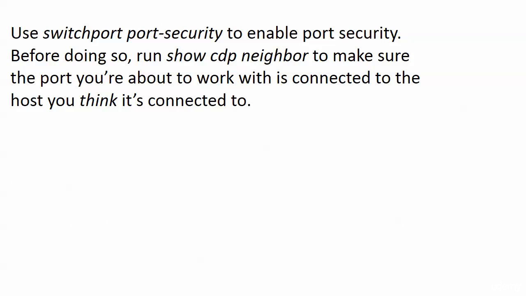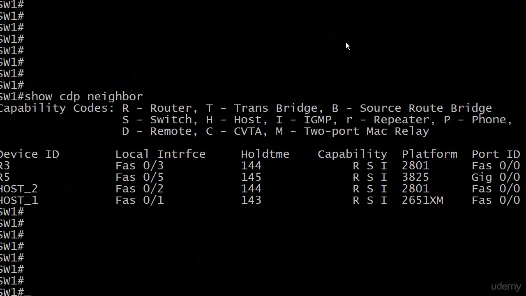Now, you're going to use the switchport port-security command on a port to enable port security. And yes, that's saying port a lot in one sentence, but here's a real world success tip. Please run show cdp neighbor to make sure the port you're about to work with is connected to the port that you think it's connected to. And I'll show you exactly what I mean here.